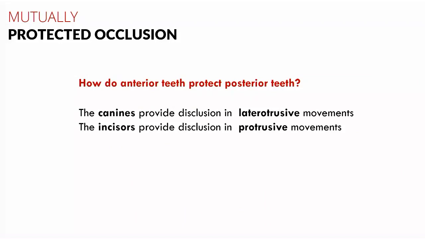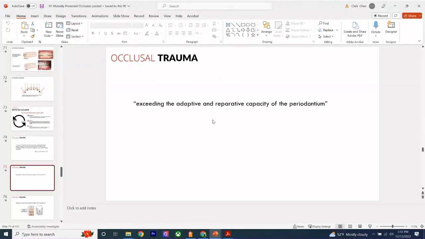Pair up, look at somebody at your table, and have them start in MIP, have them slide your jaw forward, and keep an eye on the canines and see if anybody's canines assist in discluding your back teeth, okay? All right, so let's move on.